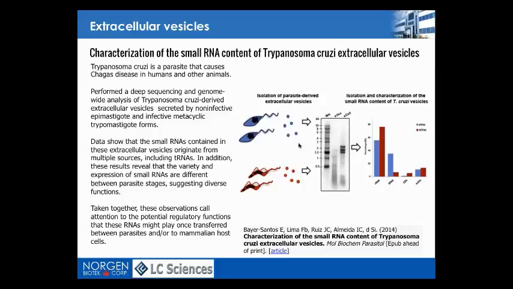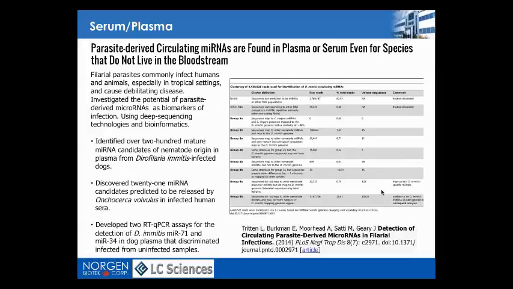It's interesting because it reveals that the variety and expression of the small RNAs are actually different between the different parasite stages, suggesting different functions. This is shown here on the right: again, the blue non-infective versus the red infective stage, looking at the different types of RNAs, ribosomal RNA, tRNA, and so on. You see there's a clear difference in overall RNA profile.